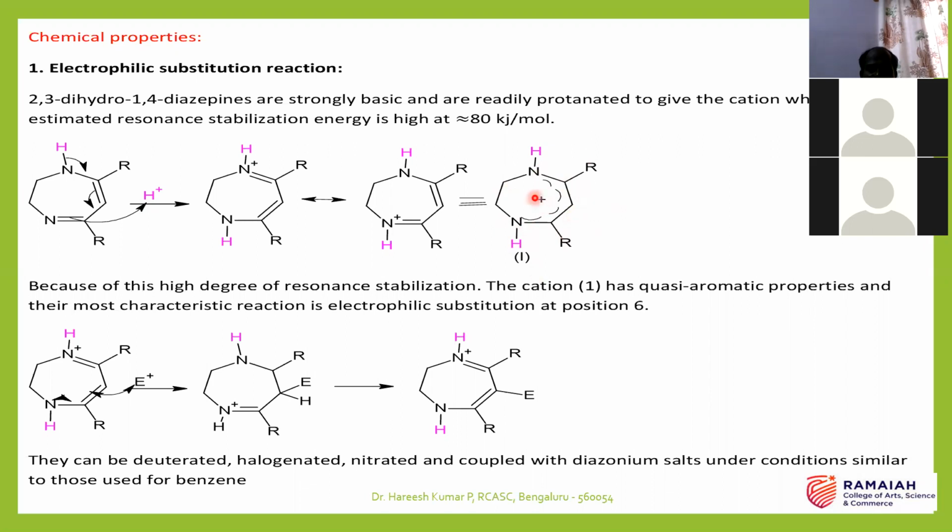So what is the application of this? The application is when this moiety is treated with an electrophile. What will happen? There will be a new bond formation between this carbon and the electrophile. This carbon is the sixth position, and an electrophilic substituted product is formed. And this is about the application of 1,4-diazepine when it is treated with an acid source.